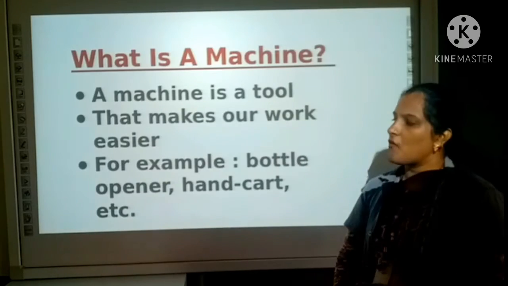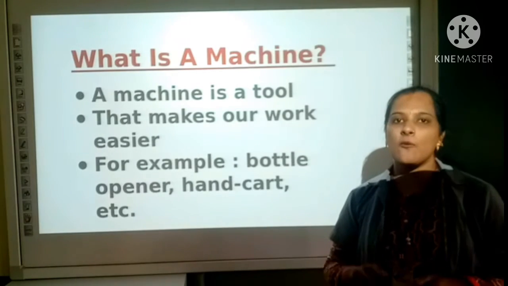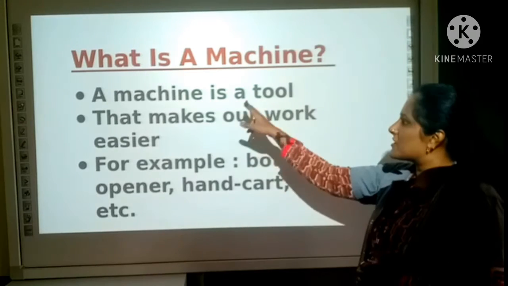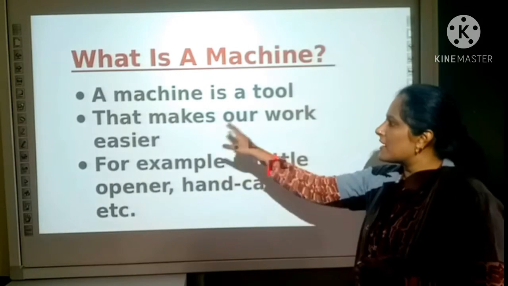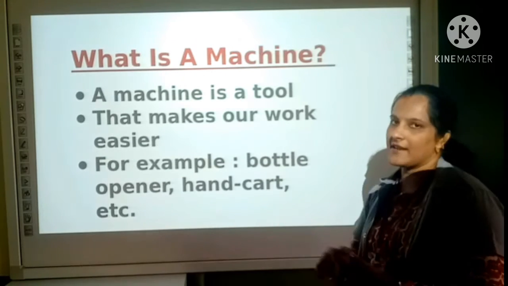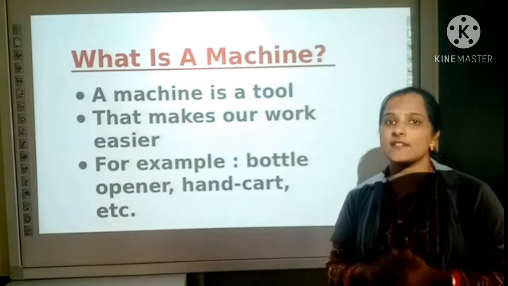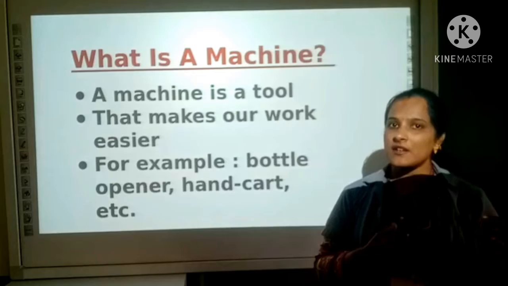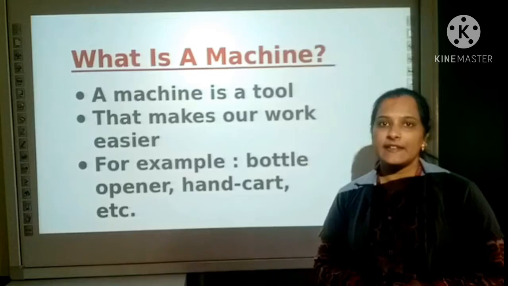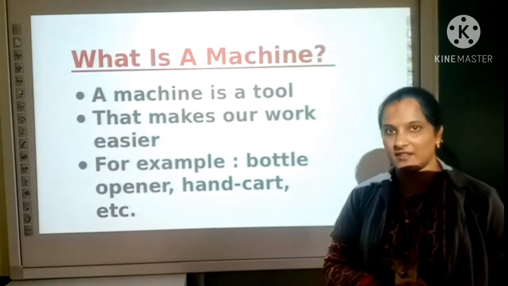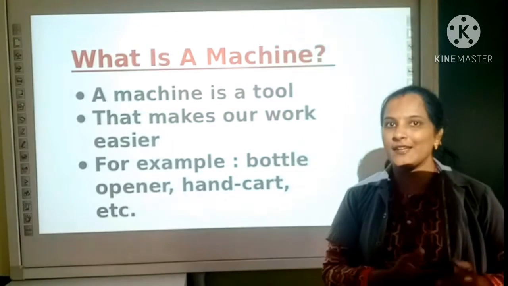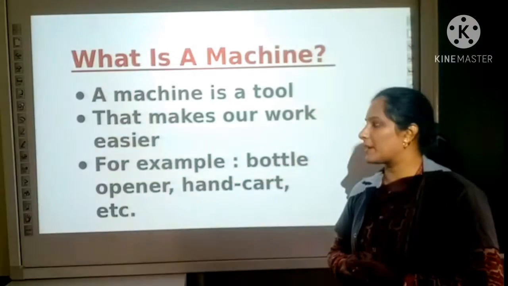So first of all, what is a machine? See, the definition has been given. Obviously, a machine is a tool that makes our work easier. An example here has been given of the bottle opener and the hand cart and so on. So what is a machine? It is a tool. Why a tool? A tool is used for a purpose. So we are using a machine for a purpose. And what is the purpose? That makes our work easier. It saves us time and energy. What do you mean by easy?